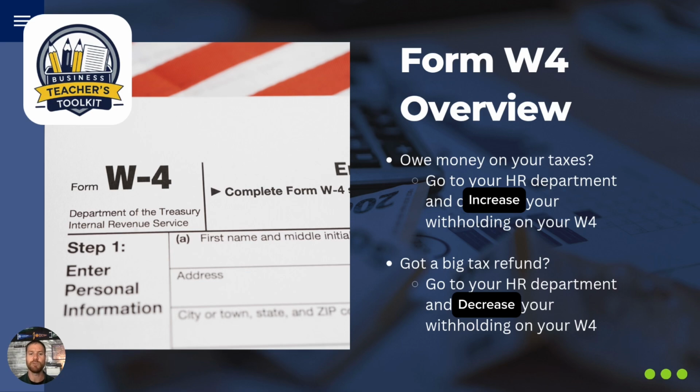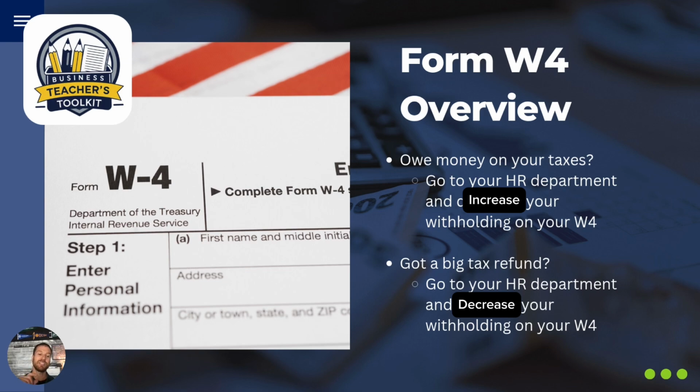The W-4 form allows you to change the amount of taxes that are withheld from each of your paychecks, meaning that if you owed a ton of money on your taxes come April 15th, you could go to your human resources department. You would then tell them that you need to increase the amount of tax withheld from each one of your paychecks on a W-4. But if you got a giant tax refund, then you would want to decrease the amount that's being withheld from each one of your paychecks. And you would do that also on your W-4 by making that modification.